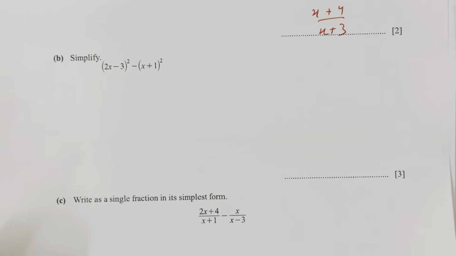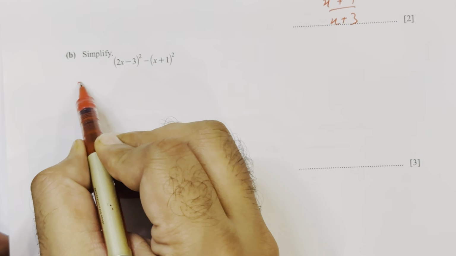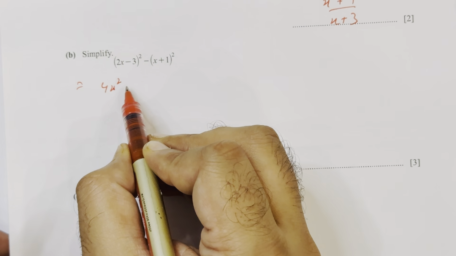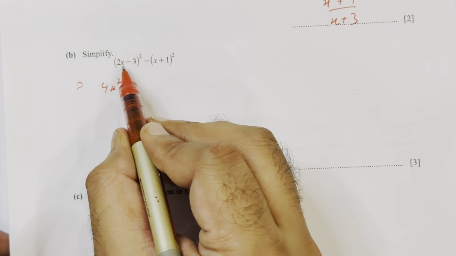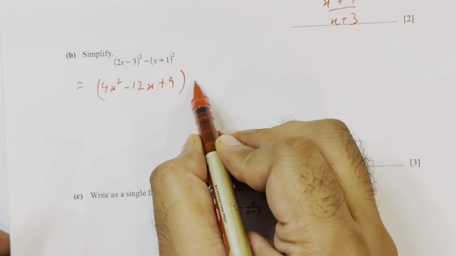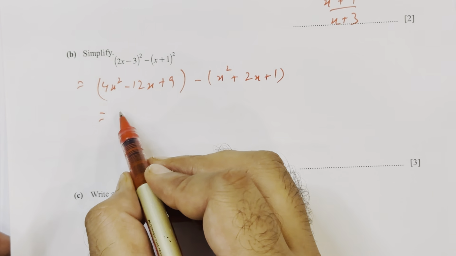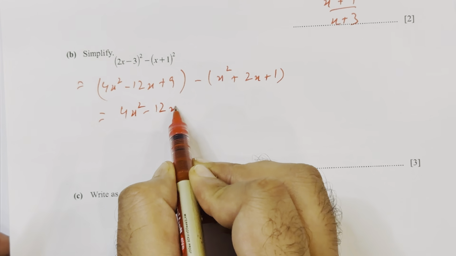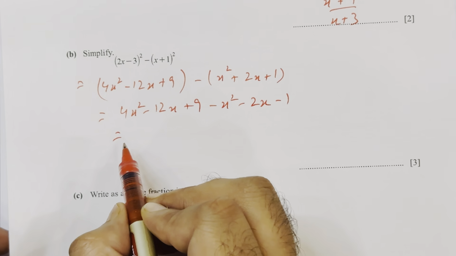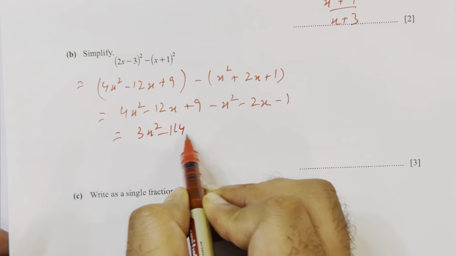Moving to its b part, simplify 2x minus 3 whole square minus x plus 1 whole square. So a square minus b square, it would be like that, 4x square, minus 2ab, 2 into 3 it would be 6, 6 into 2 it would be 12, so minus 12x, then b square it would be 9. Similarly, x square plus 2x plus 1. Okay, now you need to open the brackets for 4x square minus 12x plus 9 minus x square minus 2x minus 1. You get the value that is equal to 3x square minus 14x plus 8.